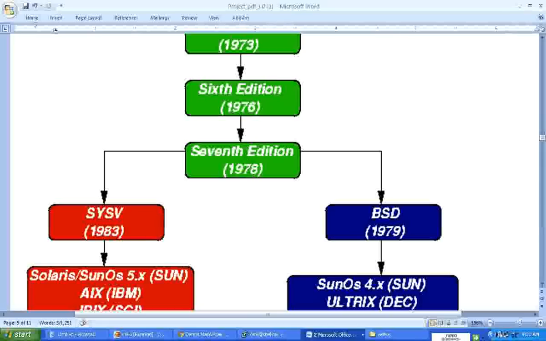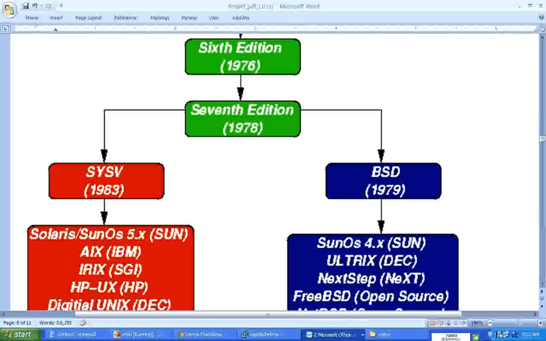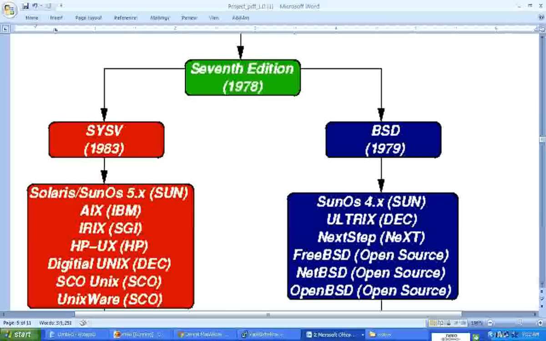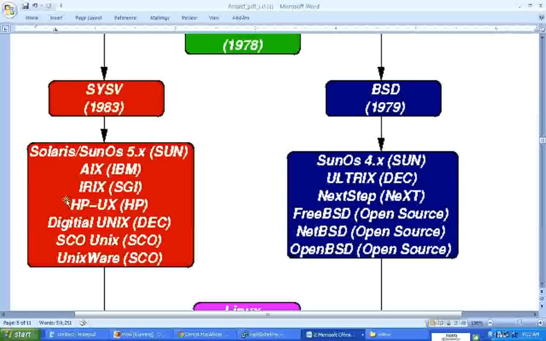And then when the seventh edition came, around that time BSD went ahead on its own track, and System 5 went ahead on its own track. Based on System 5, we have quite a few commercial variations of Unix, and based on BSD, we have some open source variations. So Solaris is the commercial variation.